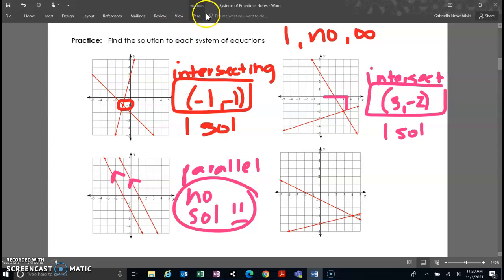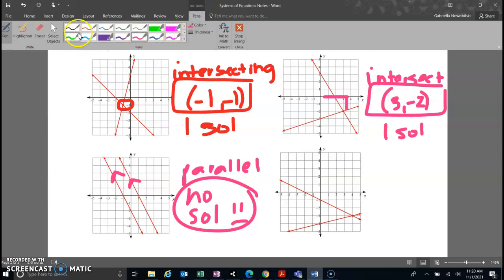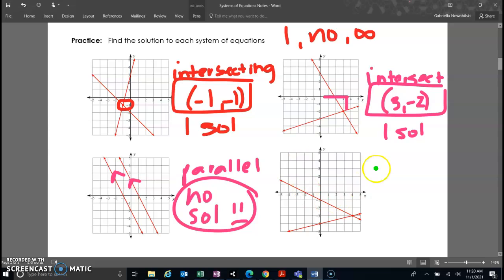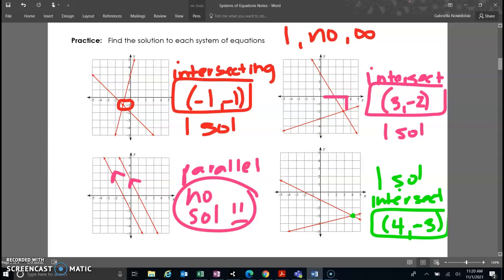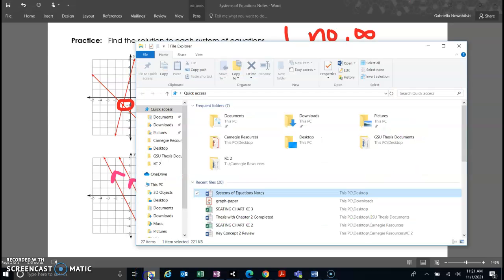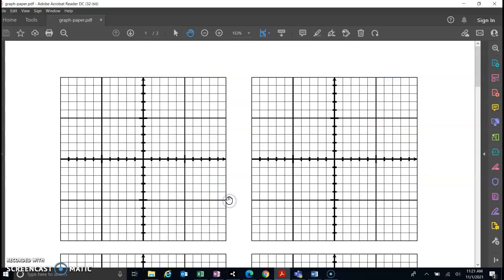All right, and for this last one here, I know I'm going fast through them because you can just pause the video whenever you want. Okay, I see a point right here, so I see there is going to be one solution because these intersect. All right, and that solution is over 4 down 3. So that point is at 4, -3. Okay, and that is the graphing method. Again, you're just looking at the types of lines and where they're intersecting.